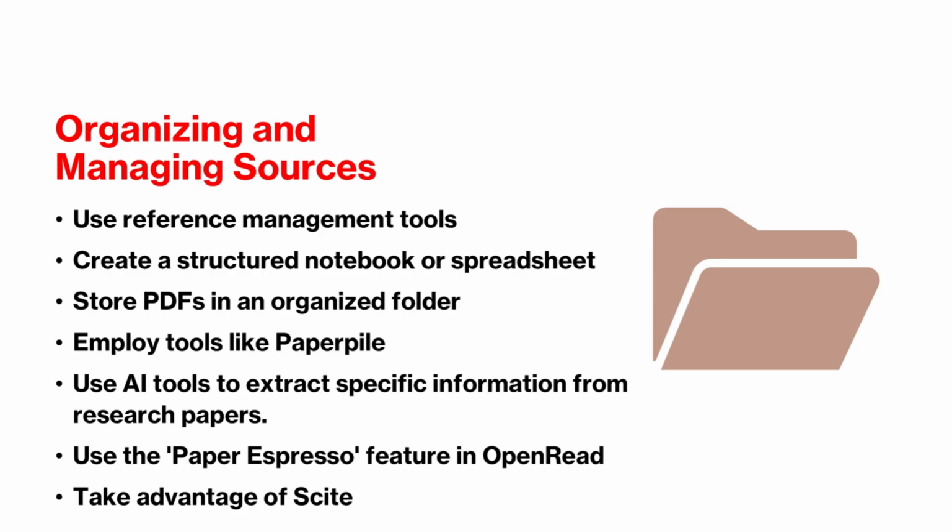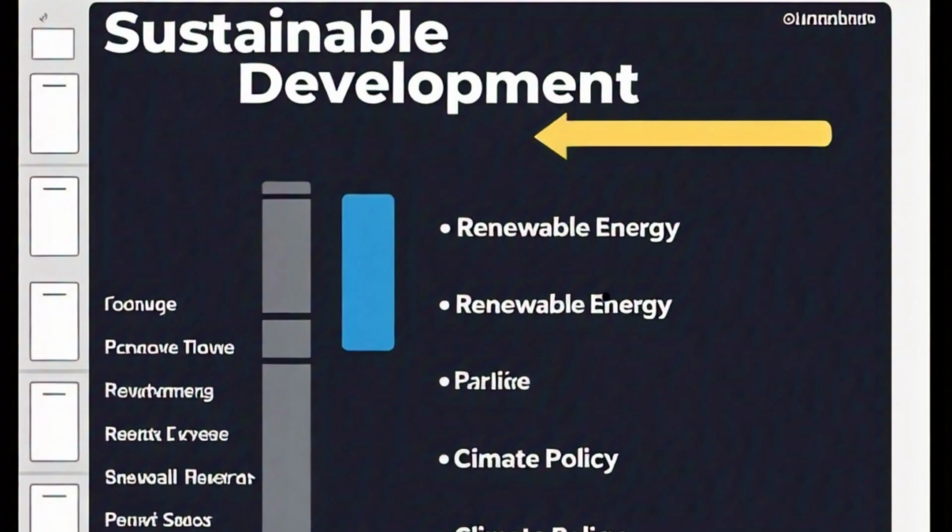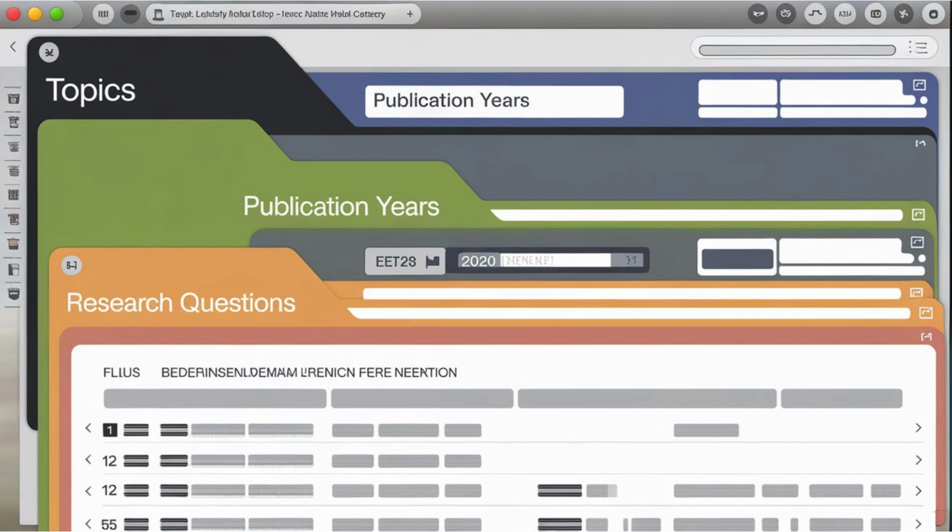purpose. Store your research papers in a well-organized folder system. Create subfolders based on categories like topics, publication years, or research questions to make your PDFs easy to locate.